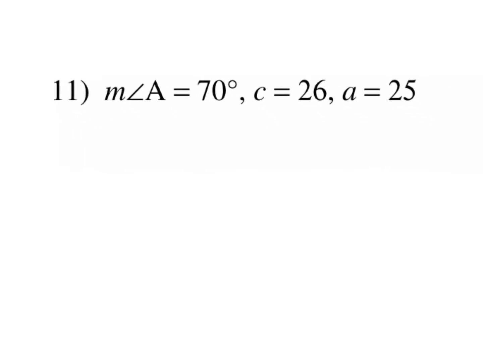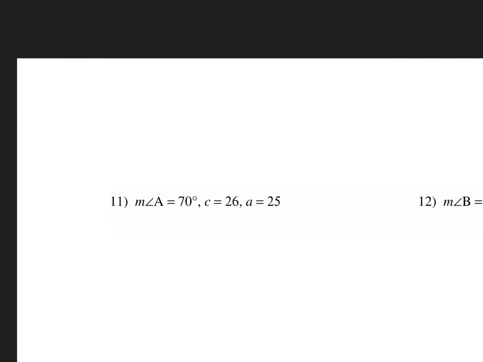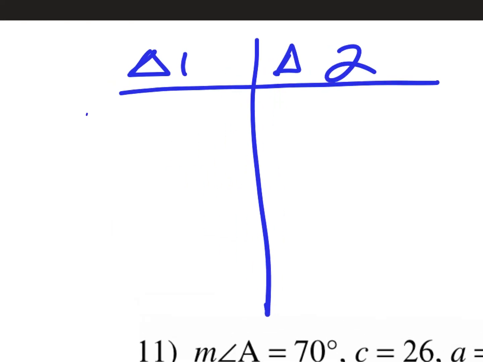Using law of sines, we're going to get our picture set up here. I'll do it above so we have room to do some work. I'm going to assume there's how many triangles? I'm going to assume there's two. So 1 and 2. What is given to us in number 11? Angle A. They gave me angle A is 70 degrees. If there is a second triangle, then angle A will be 70 in the second one.